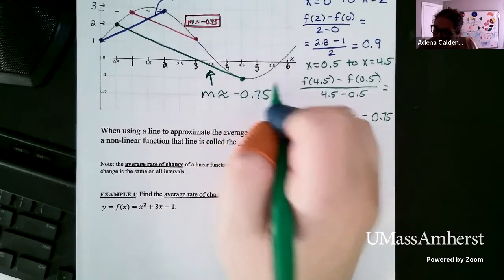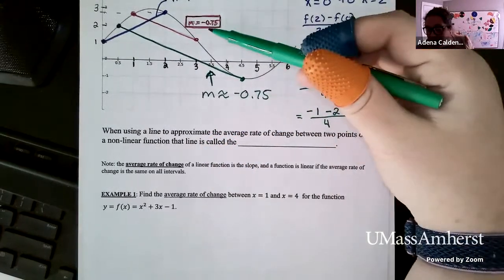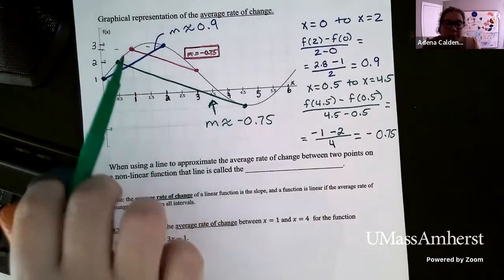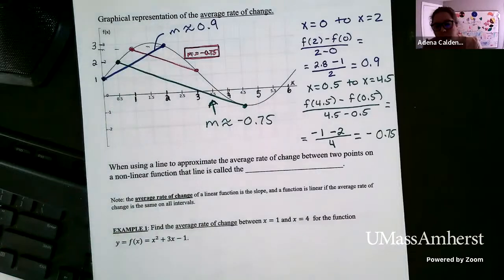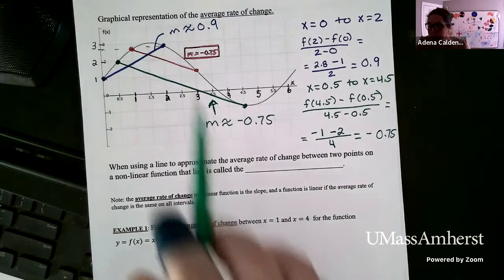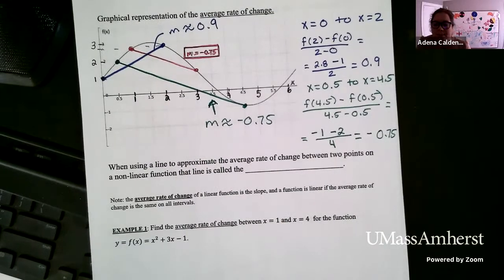And you'll notice that that's the same value we got when we did this first one on the prior problem. And when you look at the lines, that kind of makes sense because they look parallel, right? And we know that parallel lines have the same slope. So that means that we're probably on the right track here.